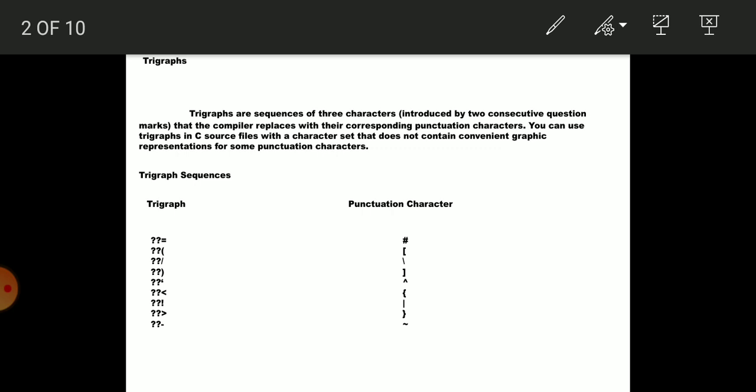Two question marks followed by a slash can be used as a backslash, etc. For using a tilde symbol, we can use two question marks followed by a hyphen. So these trigraph characters facilitate the usage of more symbols that are not available on a keyboard.